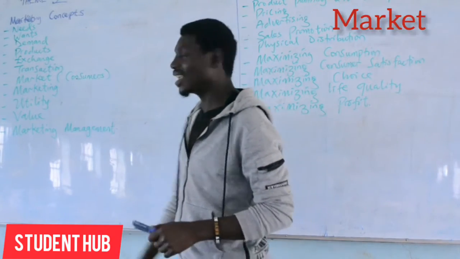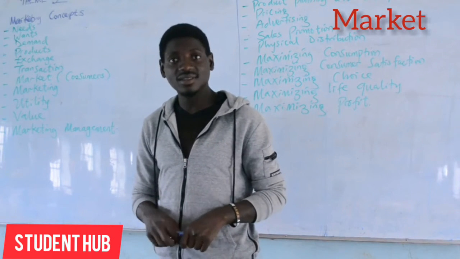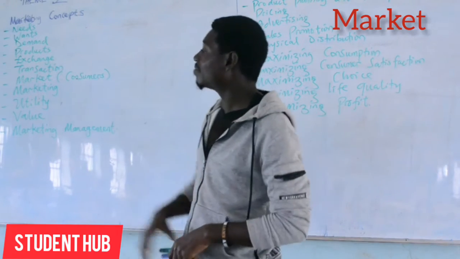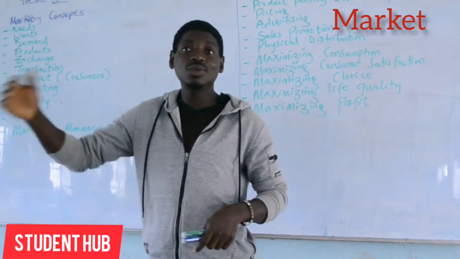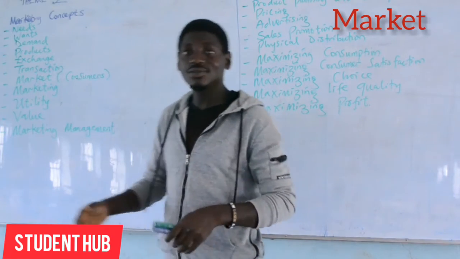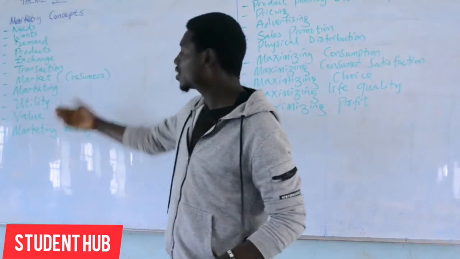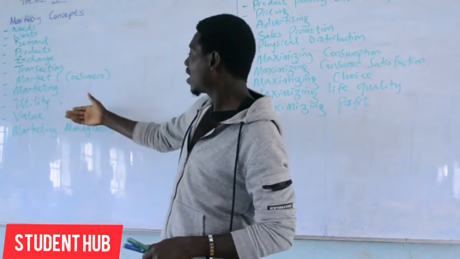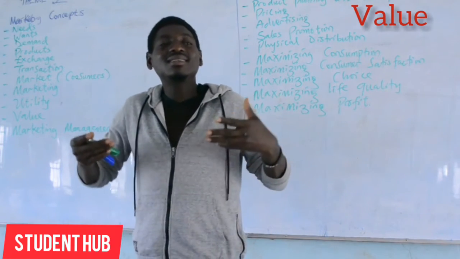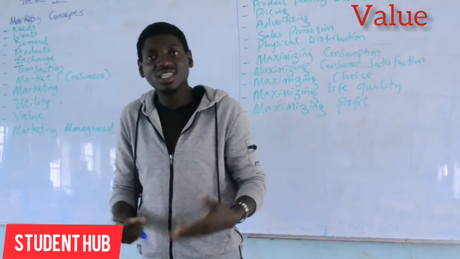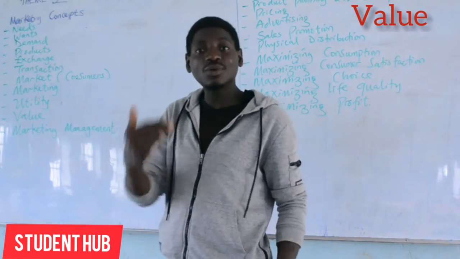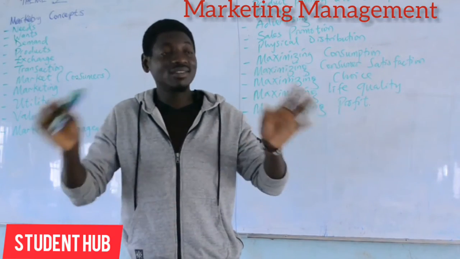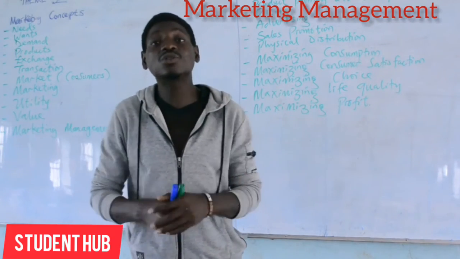Then we also have market. Market is like the consumers. You seated here are a market to anybody that you consume from. Then we also have marketing. We have seen that marketing has to do with the social and managerial aspect of satisfying the consumer. Utility is the satisfaction you derive from using a particular product. Value is the resourcefulness or whatever quality that the product can give to the consumer. And then management has to do with the process of identifying and all the functions that are done to facilitate marketing.